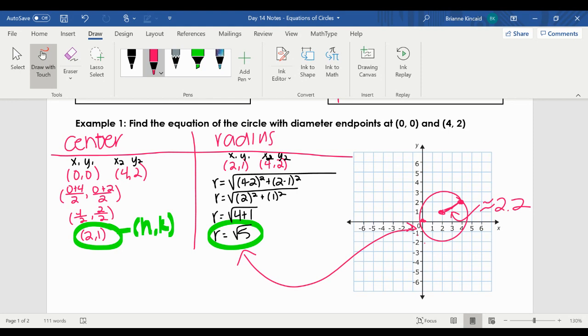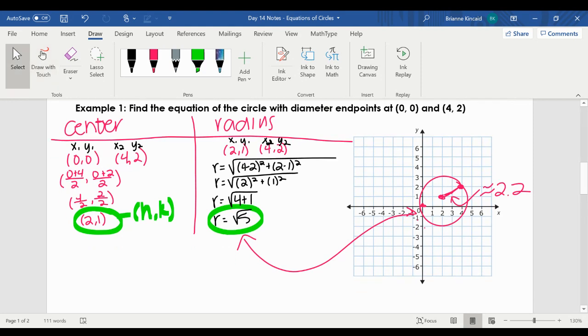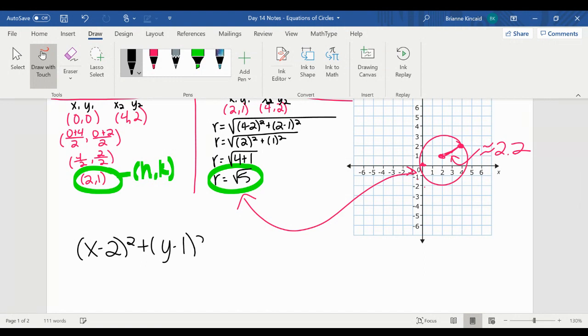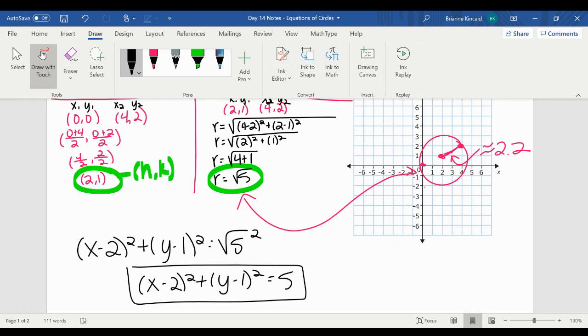So from here, I want to make sure I go through and write my equation. I have my (h, k) labeled and I have my r labeled. That's x minus h squared plus y minus k squared equals r squared. Or x minus 2 squared plus y minus 1 squared equals 5.